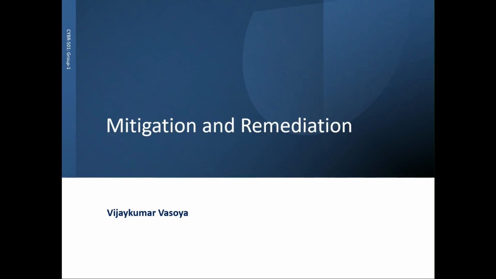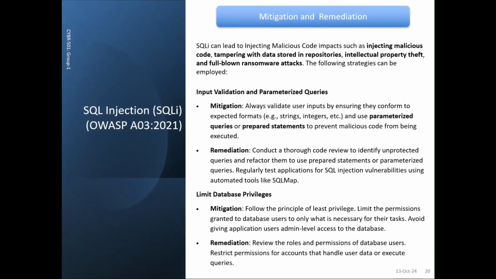Using Burp Suite, starting with SQL injection. Let's start with SQL injection. The serious consequences from this kind of attack include ransomware attacks, data tampering, and intellectual property theft. We should concentrate on parameterized queries and input validation in order to reduce this potential risk. To stop malicious code from running, ensure that user input always meets the expected forms and utilize parameterized queries. For remediation, we perform code reviews and refactor queries to use prepared statements.